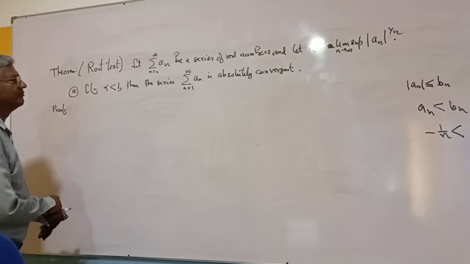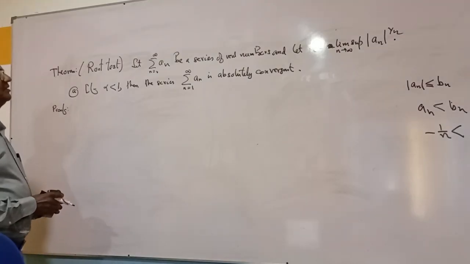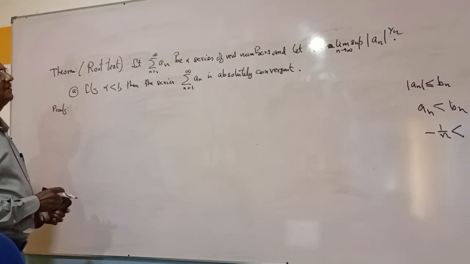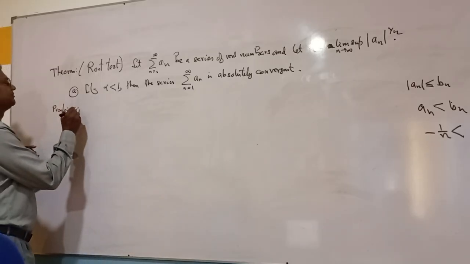Proof, okay. So sigma a_n is absolutely convergent. Alpha, so suppose alpha is less than 1, no?